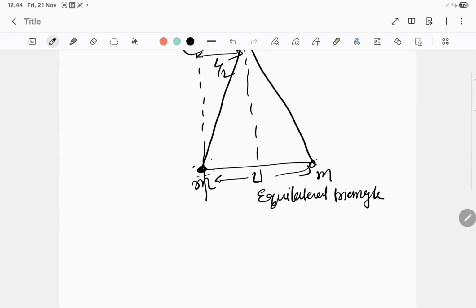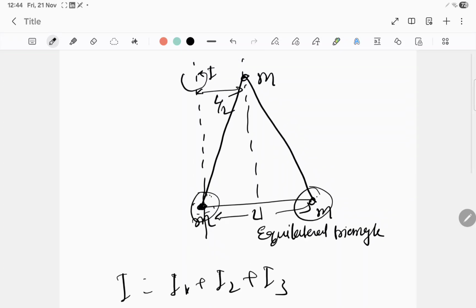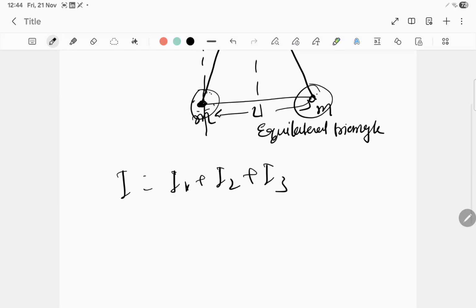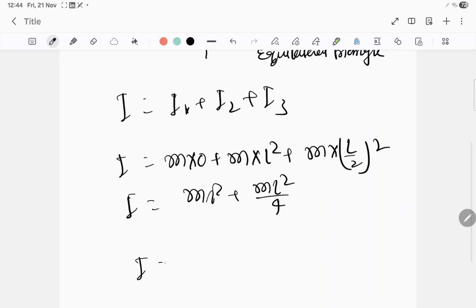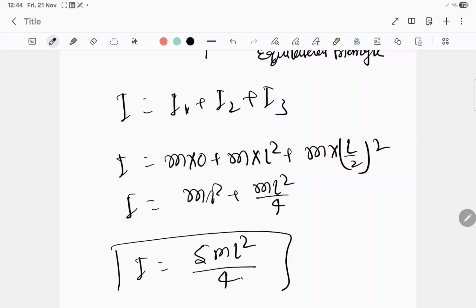So what will we write? The moment of inertia I will be I1 plus I2 plus I3. This is I1, this is I2, and this is I3. I1 will be m into 0, I2 will be m into L square, and I3 will be m into L by 2 whole square. Now I will be mL square plus mL square by 4. After solving this, we get 5mL square by 4. This is our answer.